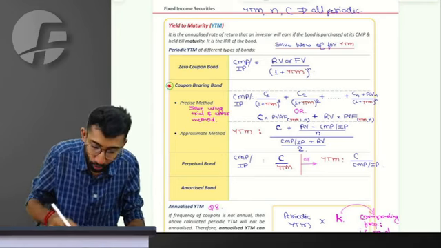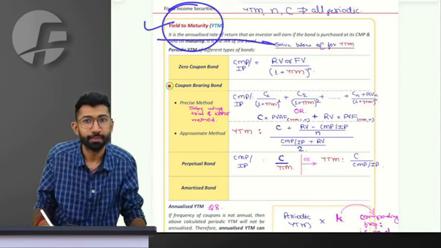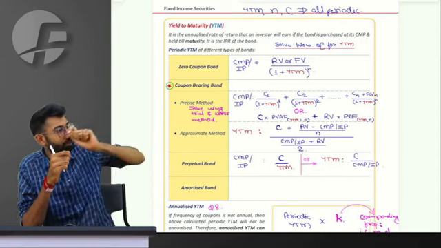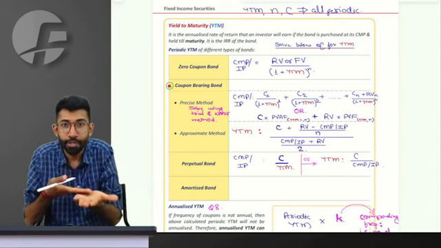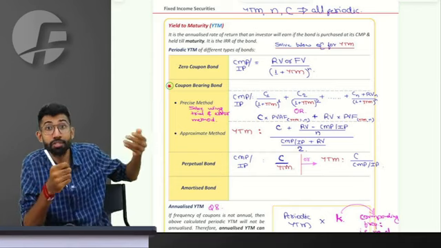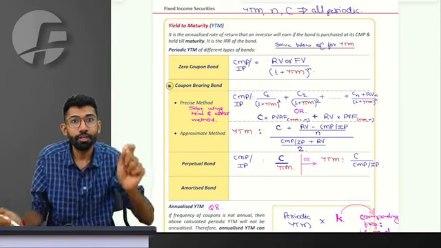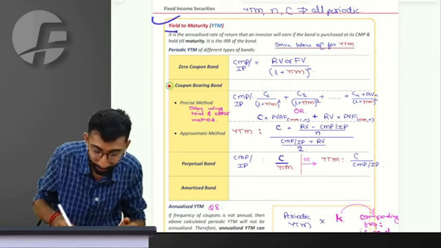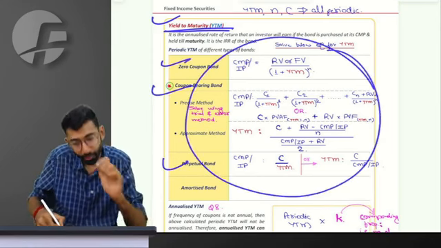The YTM is the most basic, which we have already learnt, and which almost all of us would know, right? If you buy a bond today and hold the bond till maturity, based on the price you pay today and the cash flows you will receive in future till maturity, how much return, how much IRR would you be able to make on this bond is the YTM, correct? And that is how the formula of YTM looks.